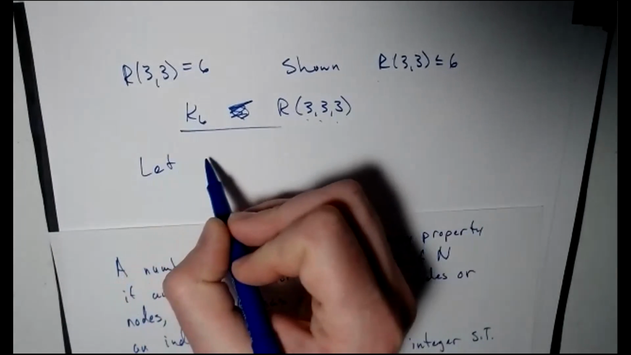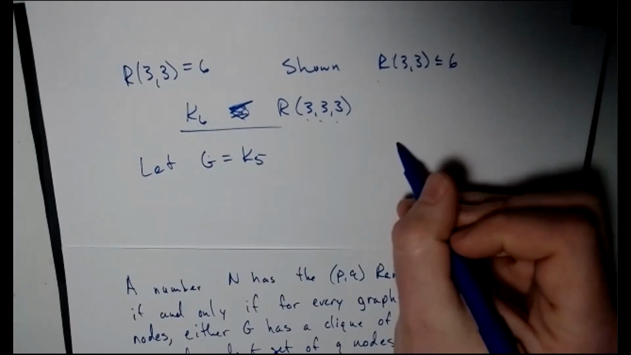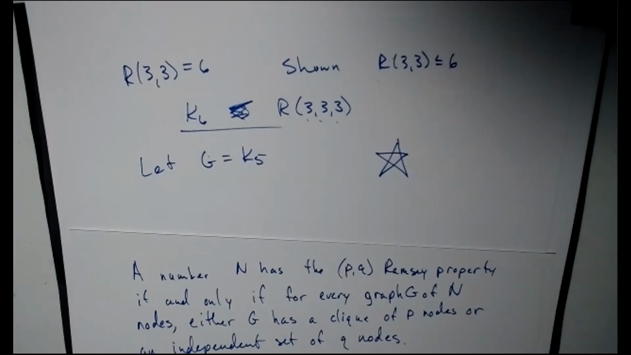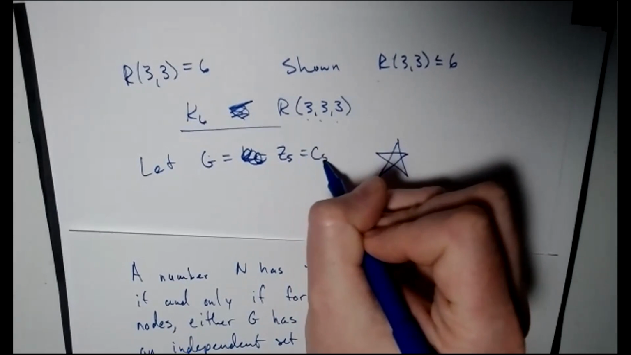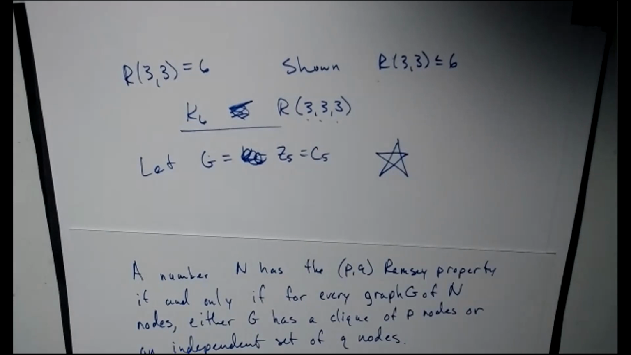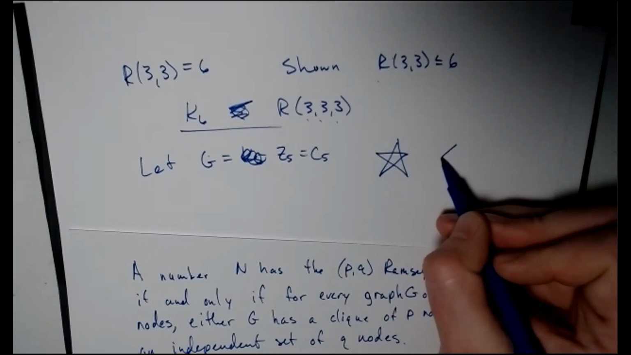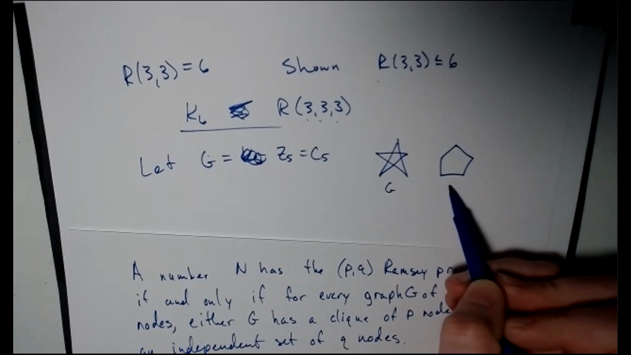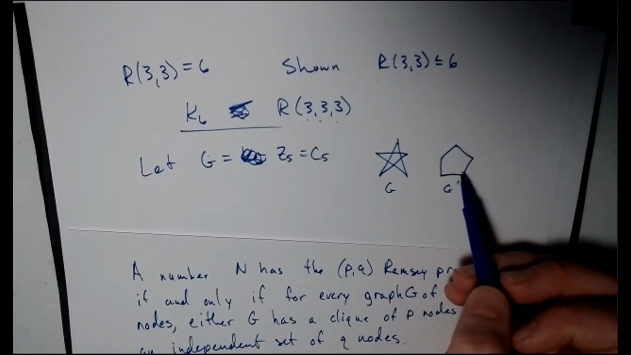Let's let G equal K5. So K5 could look like this, right? I'm sorry, not K5. Z5 or C5, depending on whether we're following our book's notation or the notation I've been using in class more often. So there's one way to write C5, and here is the complement of that. And you'll notice that neither of those contains a triangle. So if this is G, then this is G complement. G does not contain a clique on 3 vertices, and neither does G complement.